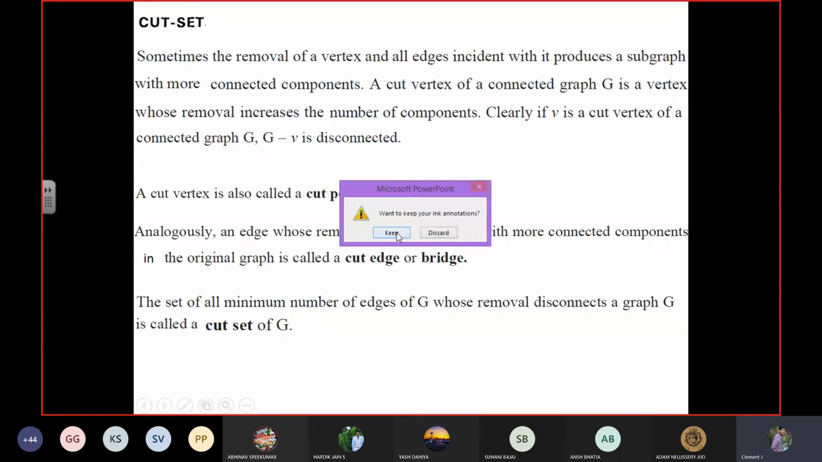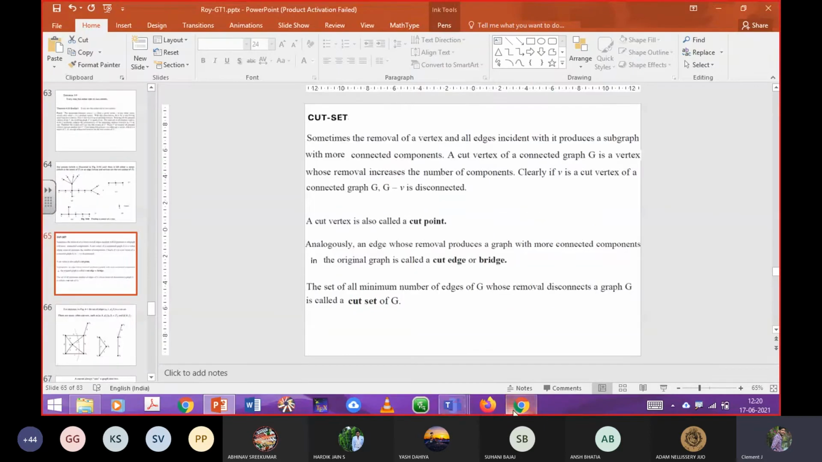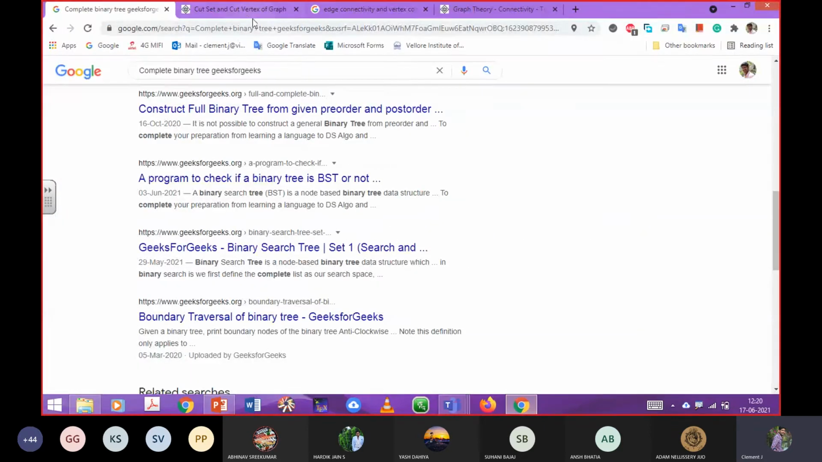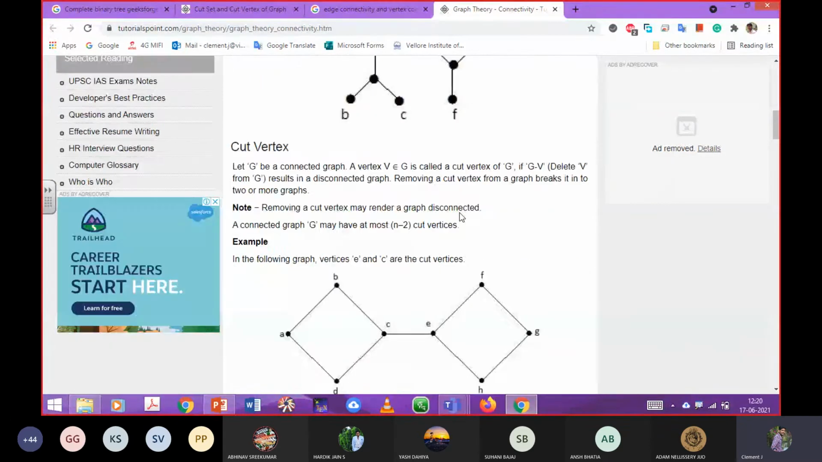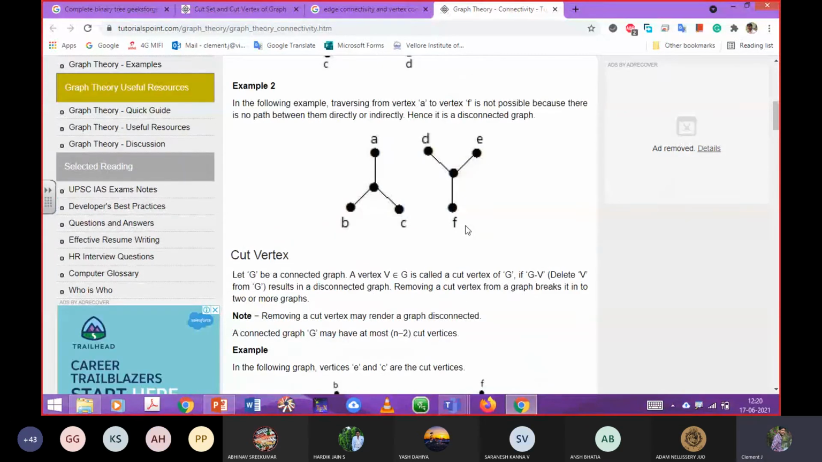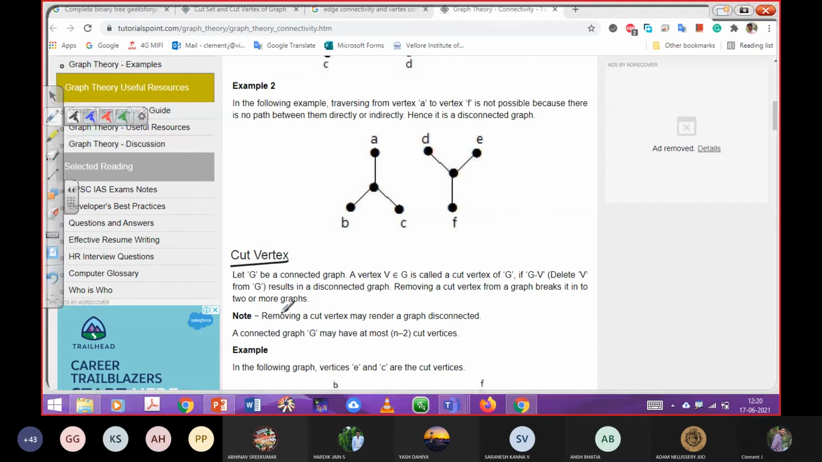See here, there are 2 things. One is cut vertex, another one is cut set. Listen carefully. Cut set explains about the edges. If you are removing some particular edges from the graph, such edges can be put in a set. That set is called a cut set. Listen carefully, I'll repeat the definition again.